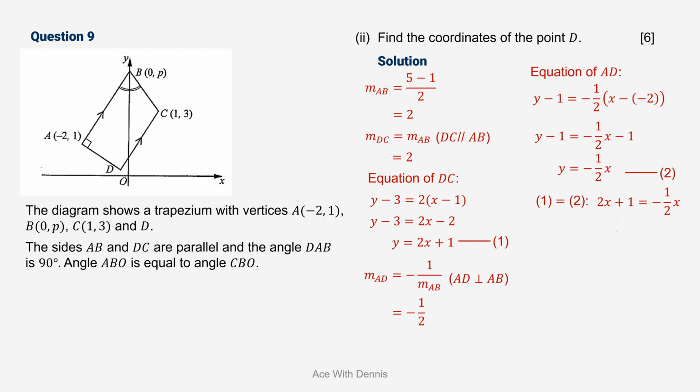Then I solve this equation. 5 over 2 x equals negative 1, and x will be negative 2 over 5. So this is the x coordinate of point D. Now move on to find the y coordinate of point D. Substitute x equals negative 2 over 5 into the second equation. I will get negative half times negative 2 over 5, and the value will be 1 over 5. Therefore, the coordinates of point D will be negative 2 over 5, 1 over 5.